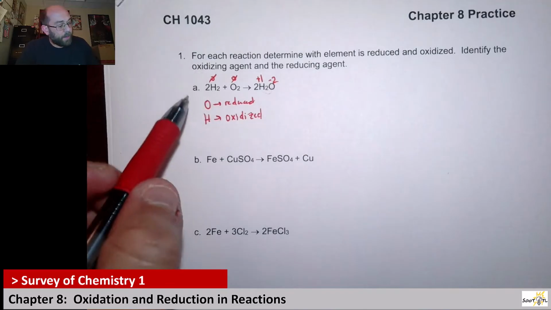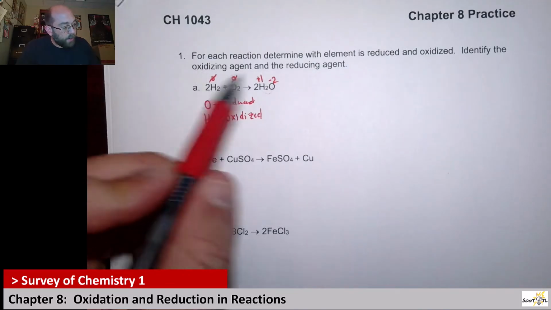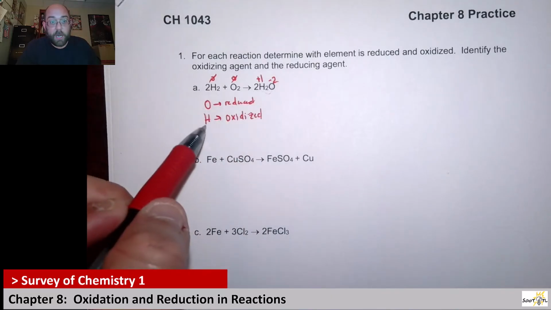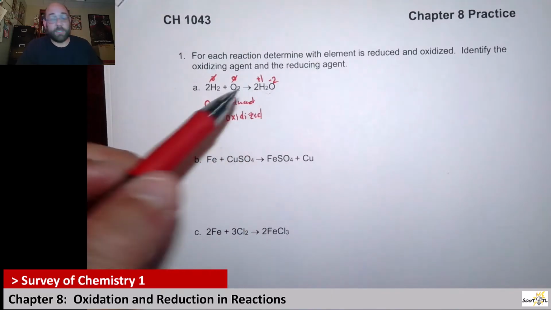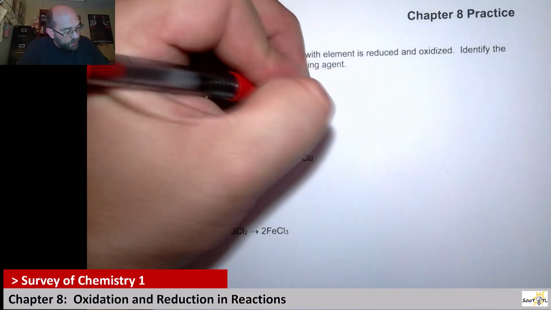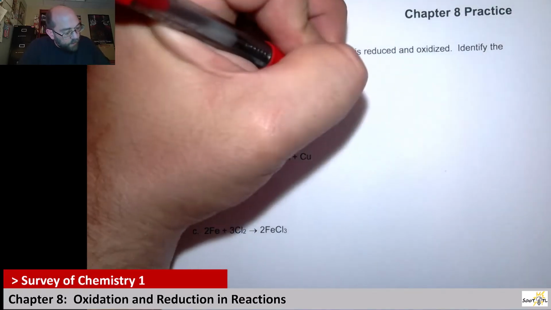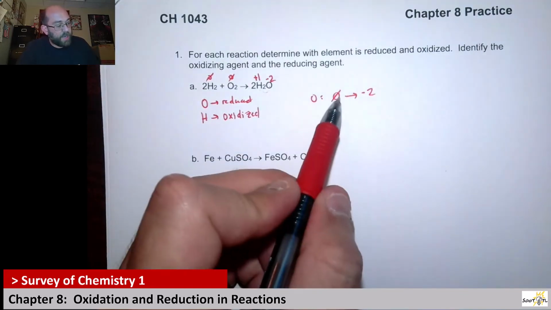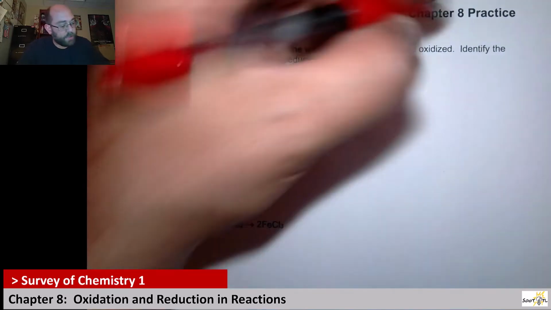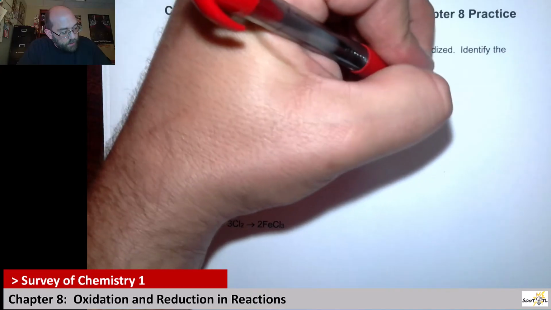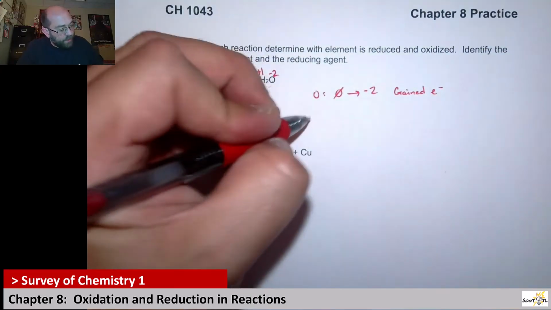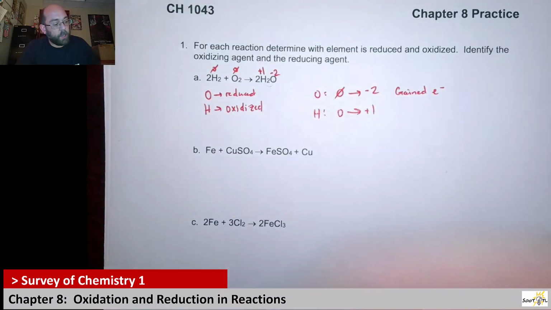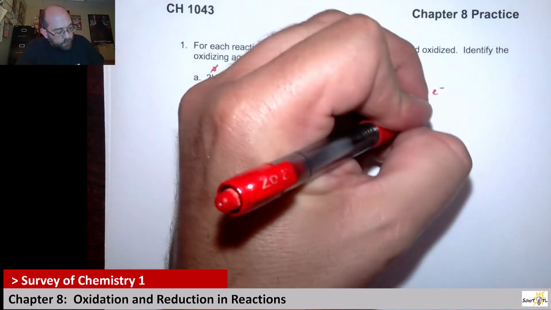So let's see what happened here. We can look at it from just what was added. Oxygen was reduced because it got hydrogens. Hydrogen was oxidized because it got an oxygen. But also, if you look at oxygen, it goes from a 0 to a -2. So that means oxygen had to do what? Did it gain or lose electrons? It gained electrons. Hydrogen went from 0 to +1, so it lost electrons.